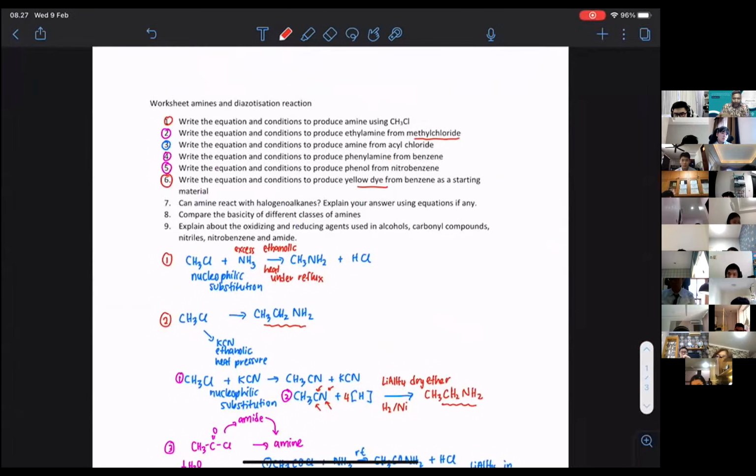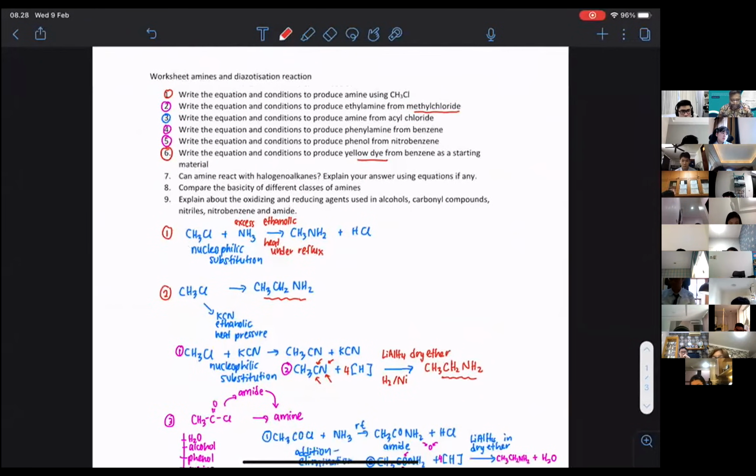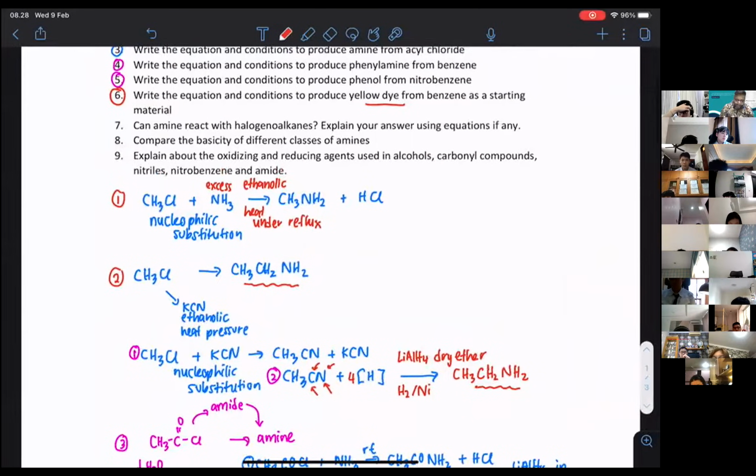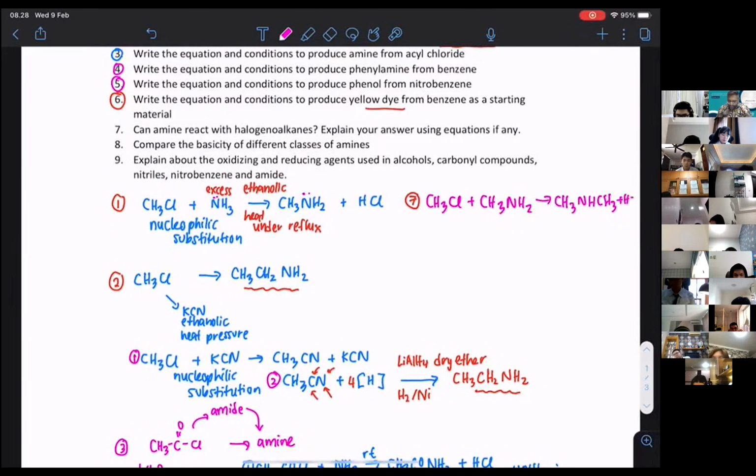Can amine react with halogenoalkane? Explain your answer using an equation. So here, to explain question number 7, I'll just use equation number 1, because the reason why it must be done in excess is that the amine itself is also going to behave as a nucleophile. So there will be a reaction. CH3Cl, if you react with CH3NH2, there will be a reaction where they give you CH3NHCH3, and then you will get HCl. So this is going to give you amine also.